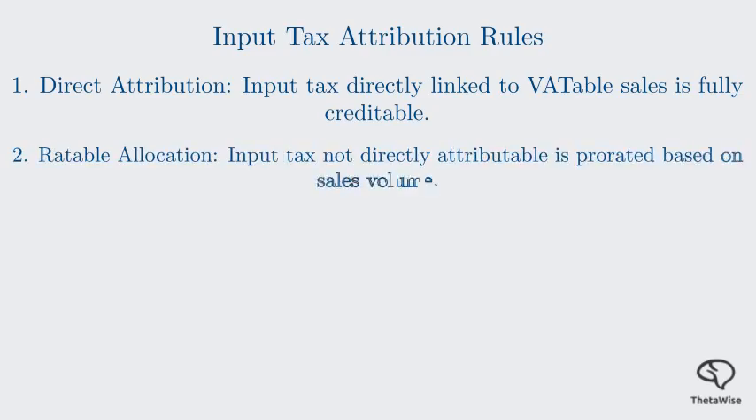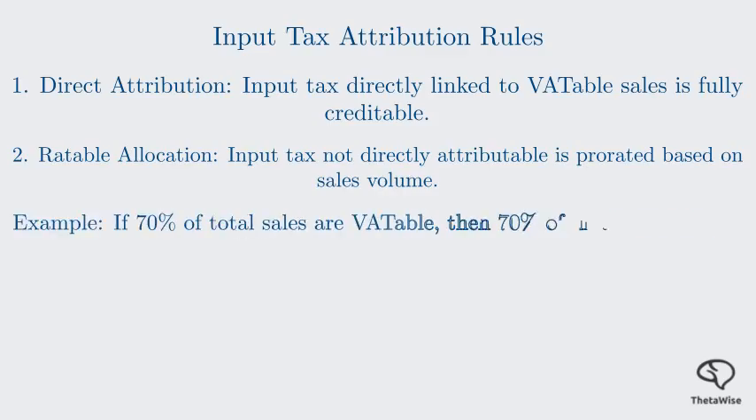Second, for input tax that cannot be directly attributed to either VAT-able or non-VAT-able sales, we use ratable allocation. This input tax is prorated based on the ratio of VAT-able sales to total sales. For example, if 70% of your total sales are VAT-able, then 70% of your unallocated input tax can be credited. This ensures fairness and compliance.